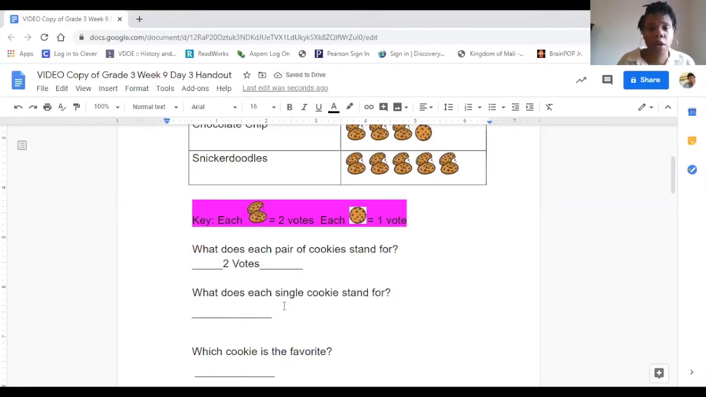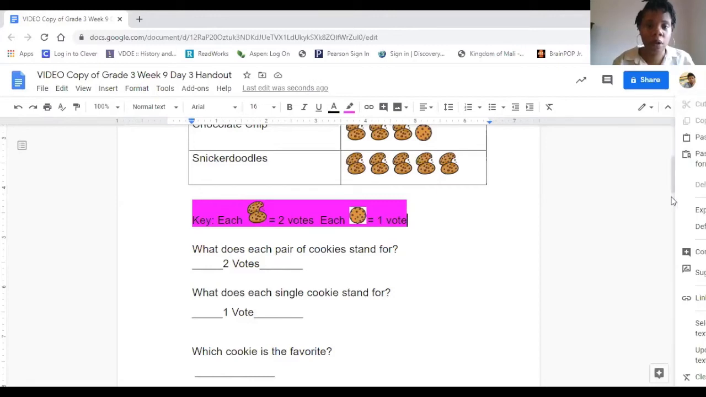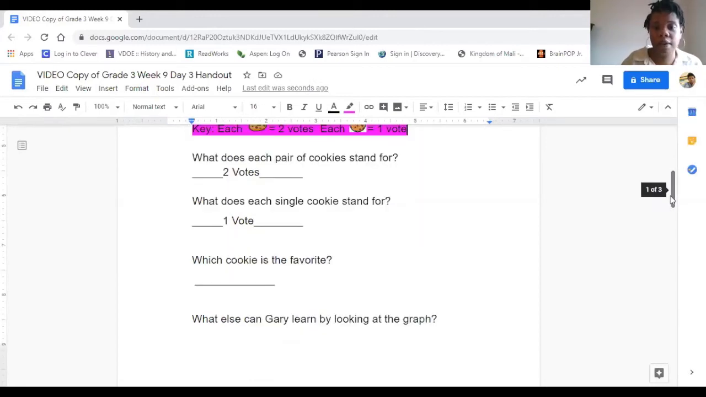Our next question, what does each single cookie stand for? Well, I'm going to head back to my key, and here I see that each single cookie represents 1 vote. Did you also write 1 vote? Our third question, which cookie is the family's favorite cookie?